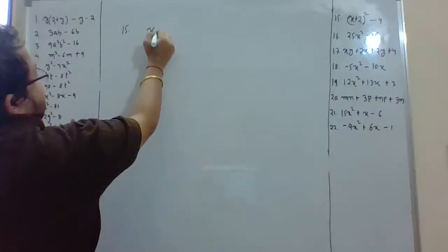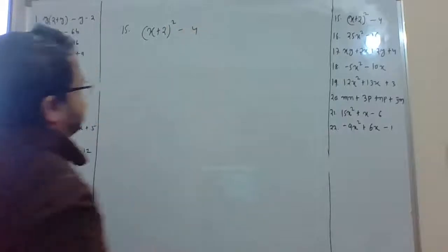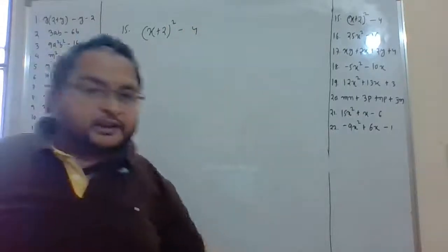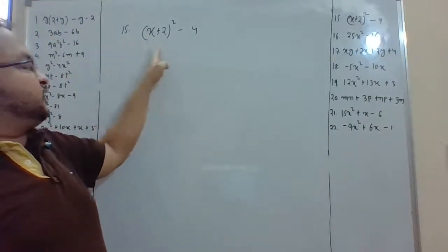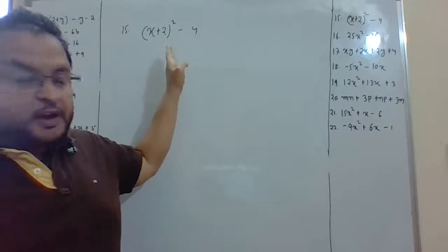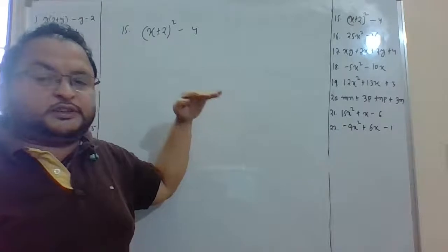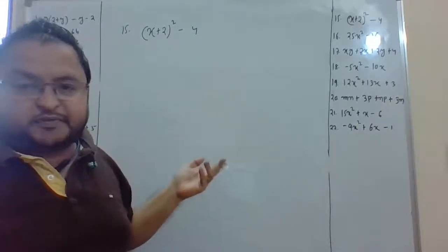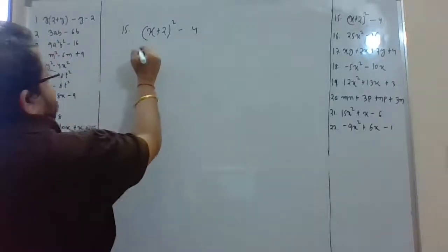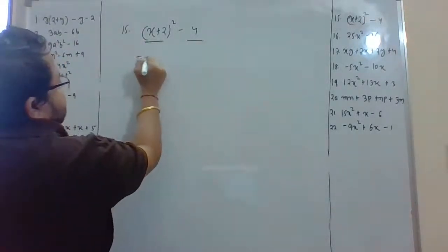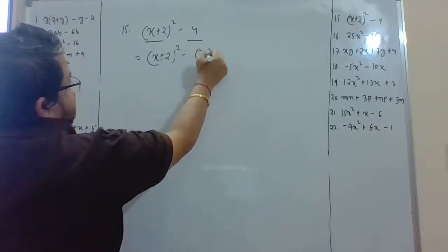Anyways, x plus 2 whole square minus 4. So the reason why I had corrected this problem is, remember students, every time you may not get just a direct square, so this first term can also be an expression itself. If it's a square of an expression, that is still fine. We can still use the a square minus b square identity. So here this is expressed as x plus 2 whole square minus square of 2.